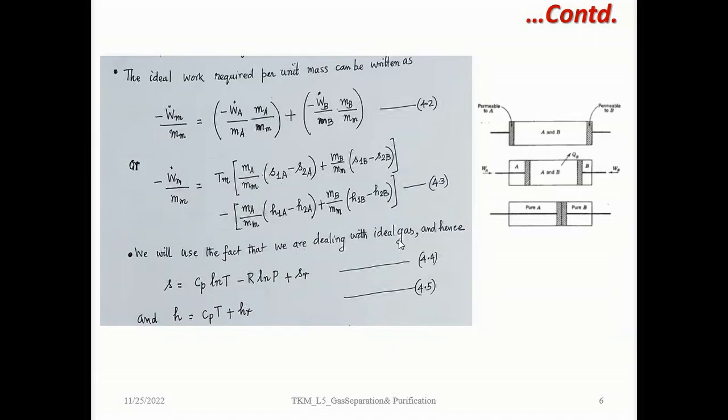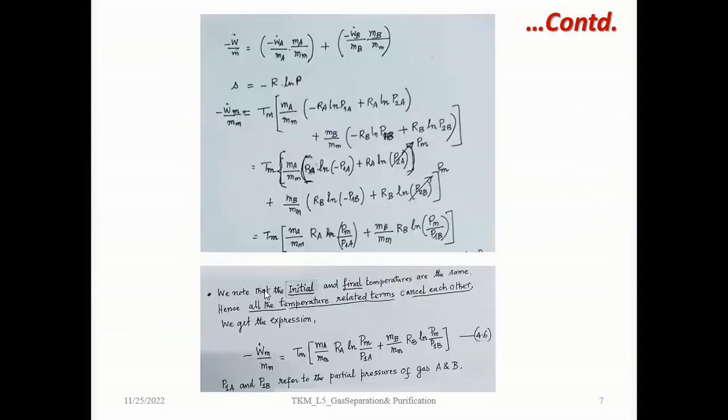If you treat this as an ideal gas, then S will be equal to Cp natural logarithm of temperature minus R times natural logarithm of pressure plus some constant value. Please remember, we gave this expression when we discussed entropy in one of the earlier lectures. Similarly, H can be written as Cp T plus H_R. Now, if you use this expression, let us see how exactly we can solve this.